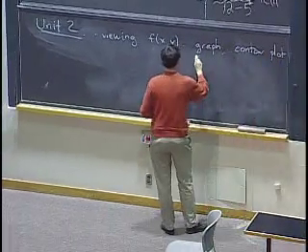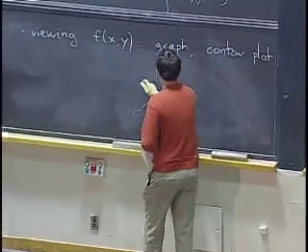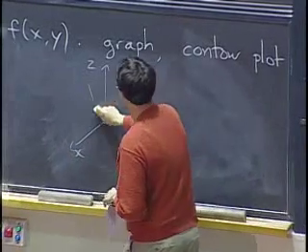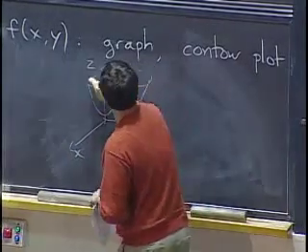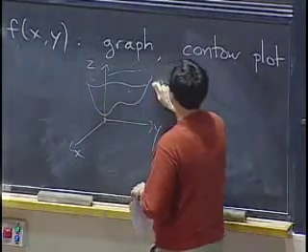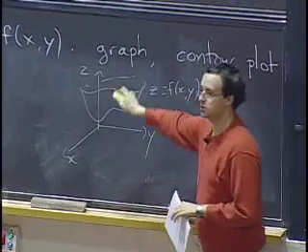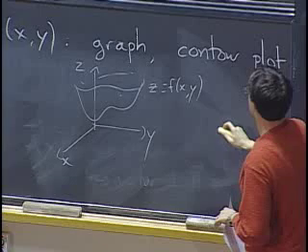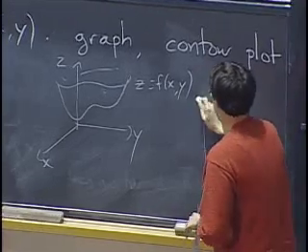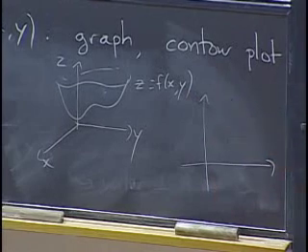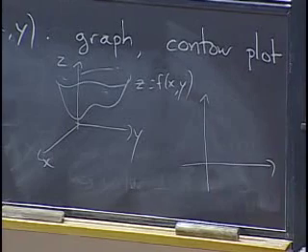Just to remind you very quickly, if I have a function of two variables, x and y, then the graph will be just the surface given by the equation z equals f of x, y. For each x and y, I plot a point at height given by the value of the function. And then the contour plot will be the topographical map for this graph.